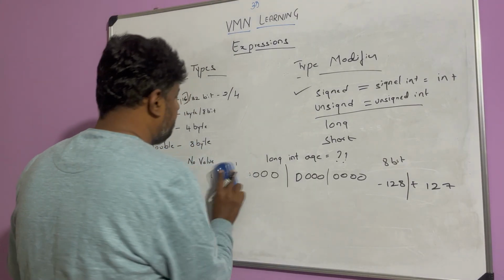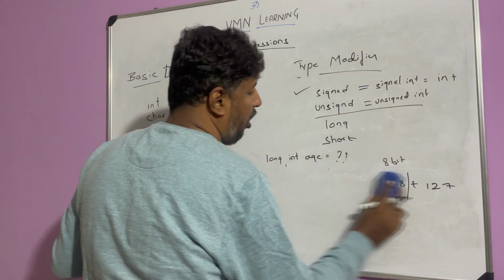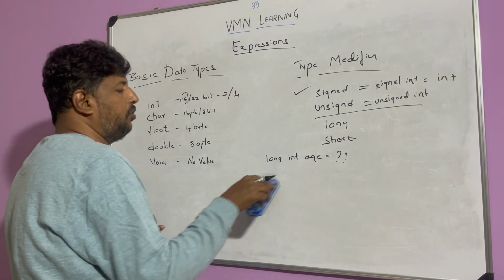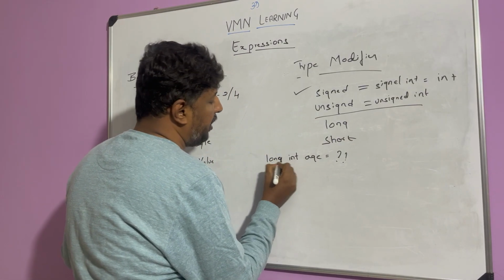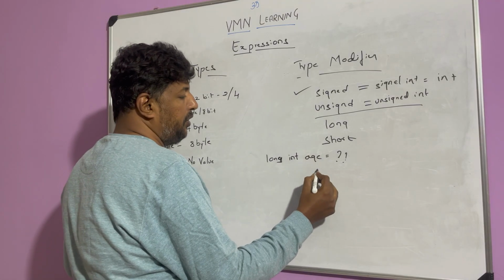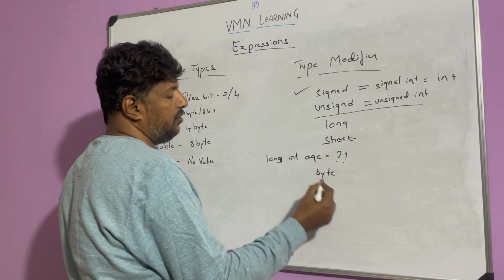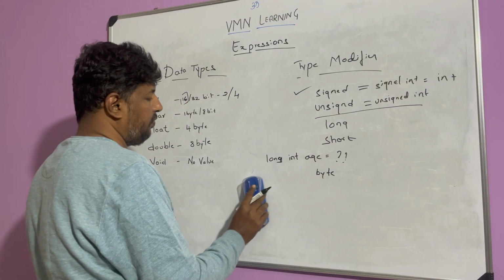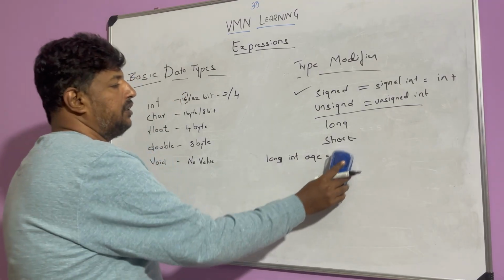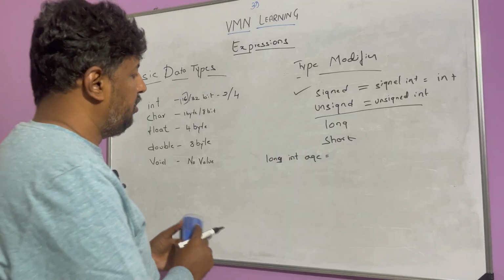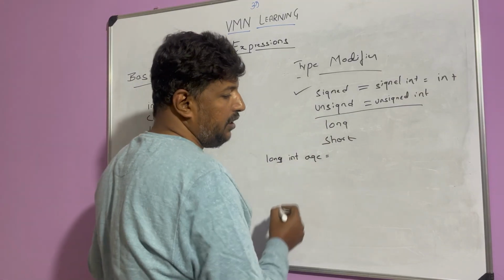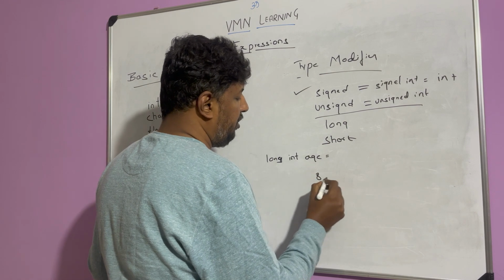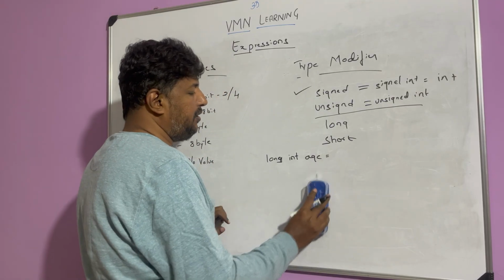So let's talk about how long works. This is one example of how long is going to work. By default, we have a byte, and with long it will be 4 bytes. That's how long will work. If you are using long on an 8-bit machine, normally it was 8 bits.